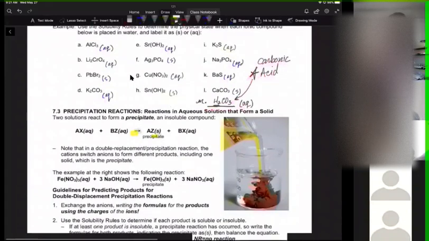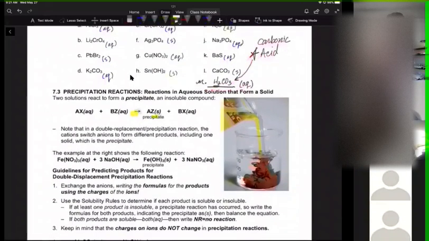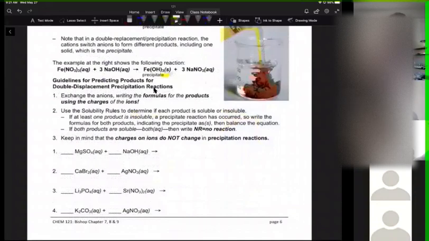So here we have something that's clear and yellow, and something that's clear and colorless, and together they form a new red solid, that precipitate, the iron(III) hydroxide. We are going to form new products. The only way we can form two new products is by switching the cations. So this is a double replacement or double displacement, forming a new solid. So a precipitation reaction has a new solid.